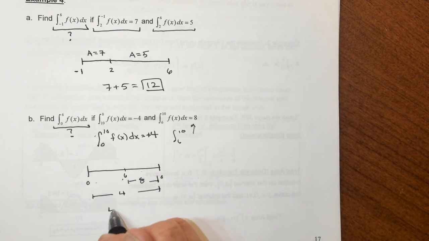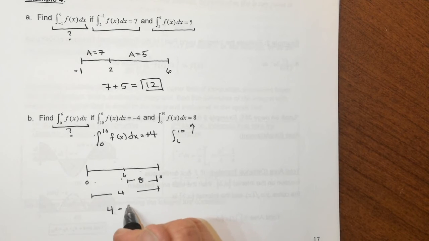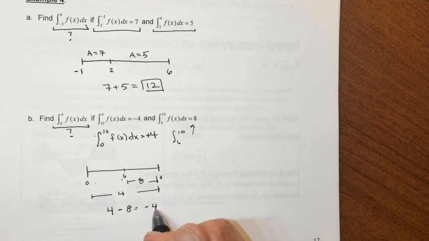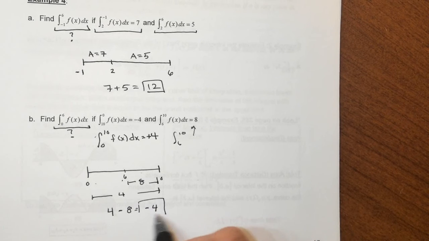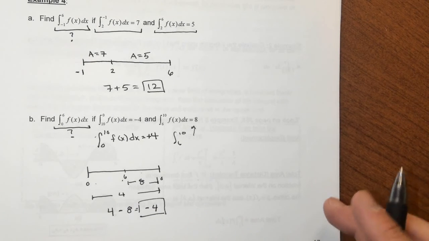So I take my total area and I subtract off the area from 6 to 10, and I find that the area from 0 to 6 has a value of -4.